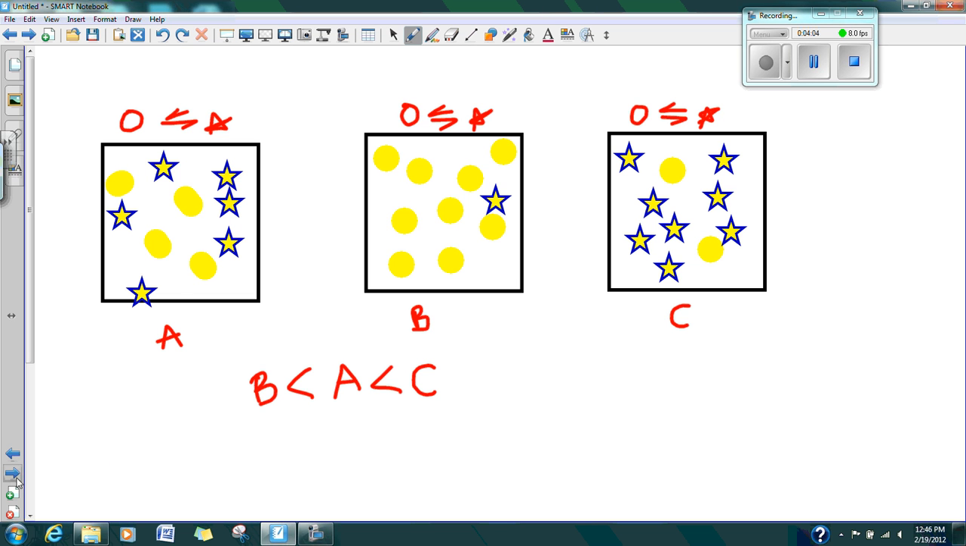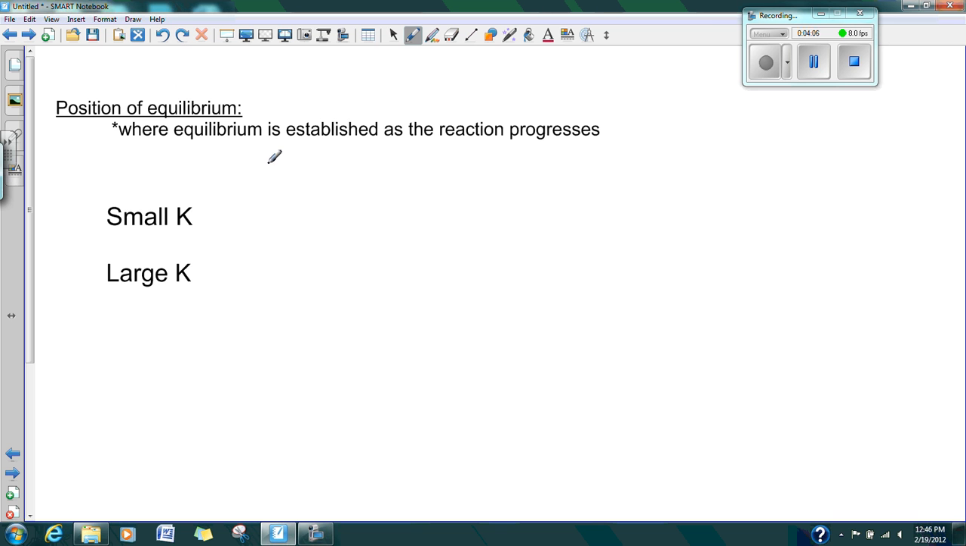So what does this say a little bit about position? Position of equilibrium is where equilibrium is established as the reaction progresses. So if I have a small K, you need to be thinking that my equilibrium is established very early in the reaction process. It happens pretty quickly. And if I have a very large K, my equilibrium is established very late throughout my reaction process. So this would be a very large K. There's a difference in the rates.